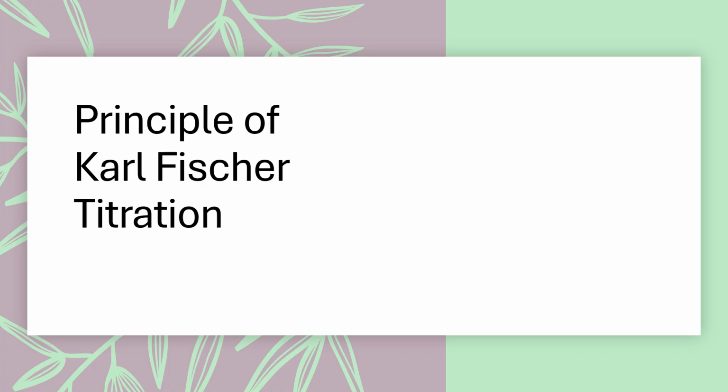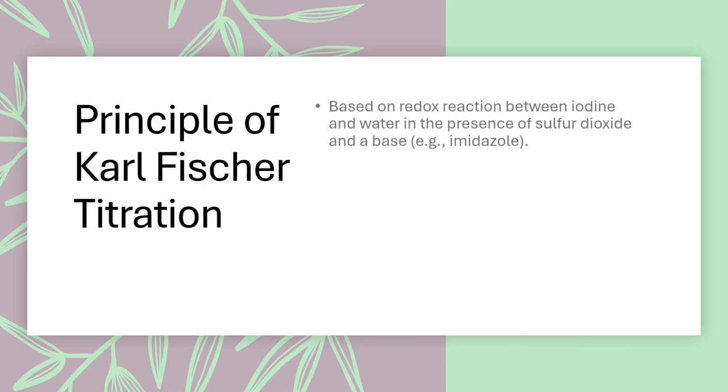Now here we will discuss the principle of Karl Fischer titration. The Karl Fischer titration is based on a redox reaction. In this reaction, iodine reacts with the water in the presence of sulfur dioxide and a base, such as imidazole. This specific chemical reaction allows the system to accurately measure the amount of water present in a sample, making it a trusted method in laboratories for moisture analysis, right?